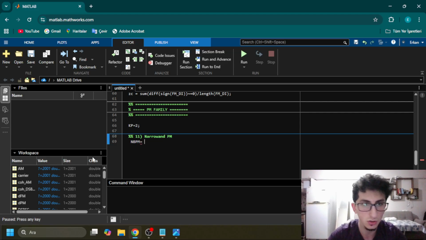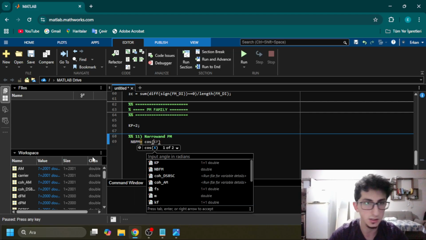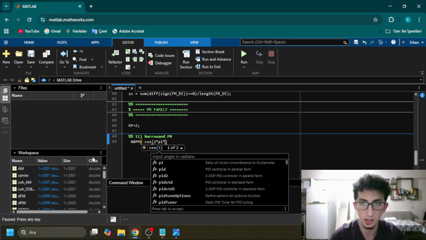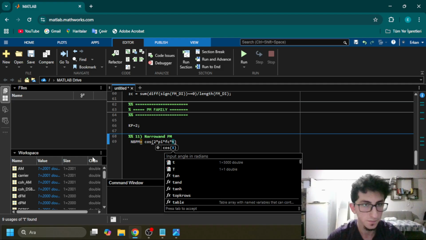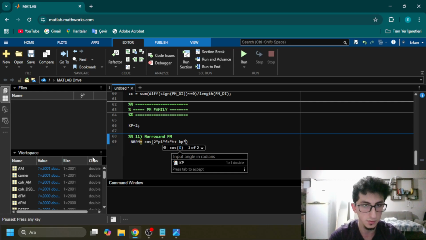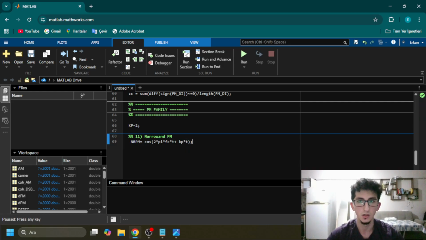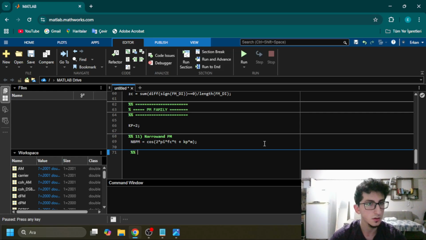NBPM equals cosine, as I said, 2 times pi times FC times t, and also KP times m. It's our first step, and let's check this code. Yeah, it's true, and the next one is gonna be wideband PM.